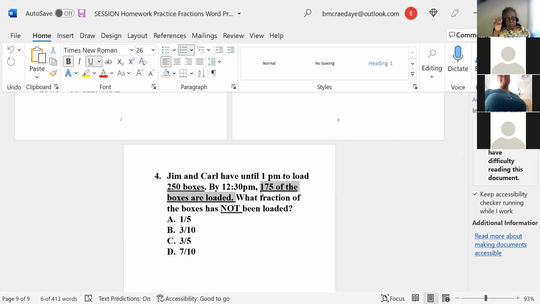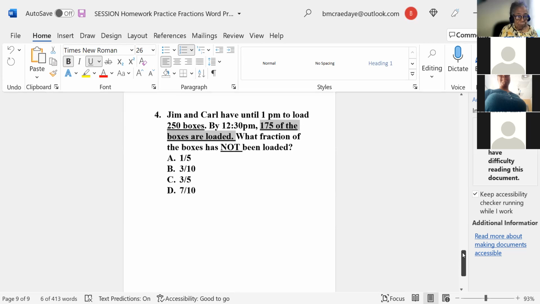Now, a couple of ways you could do this. You could find the fraction they've loaded and then subtract it from the whole to get the ones not loaded. Now, Mercedes, how would you do it? Tell me how you would solve this one. Well, I think what I did first was I subtract the 175 from the 250 to see how much is left. Then I want to turn it into a fraction.